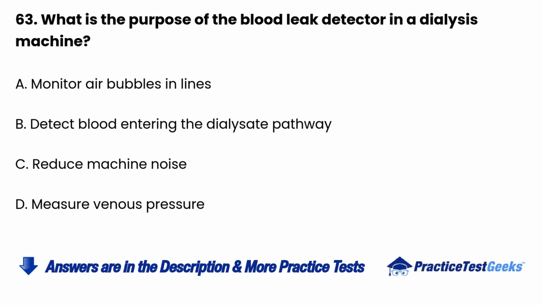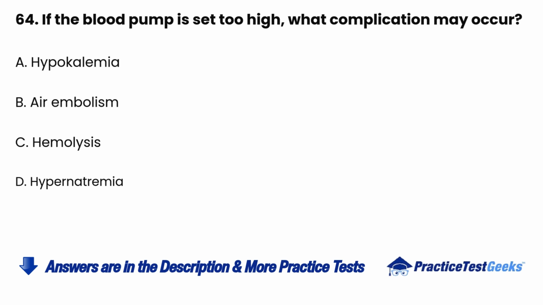63. What is the purpose of the blood leak detector in a dialysis machine? A. Monitor air bubbles and lines. B. Detect blood entering the dialysate pathway. C. Reduce machine noise. D. Measure venous pressure.